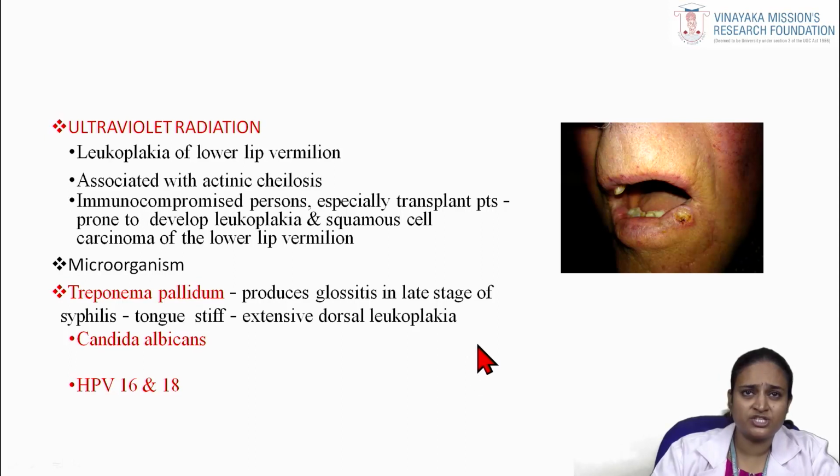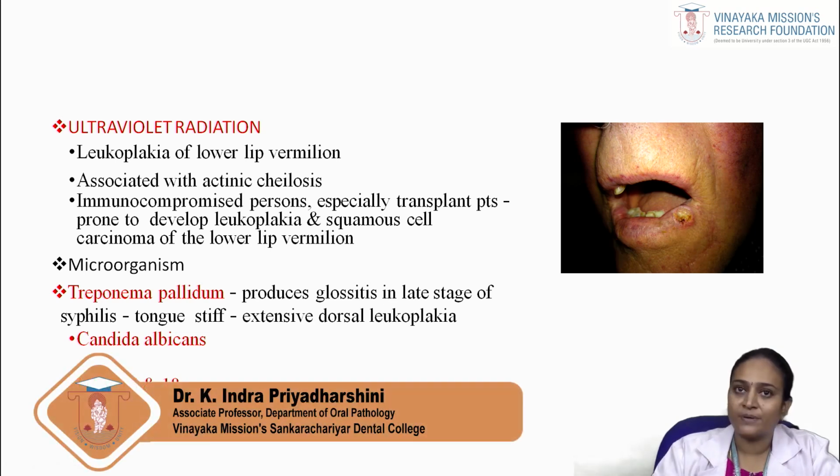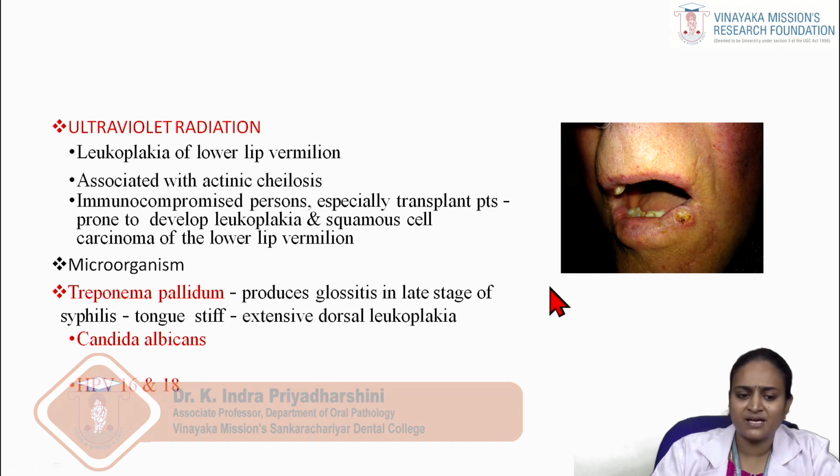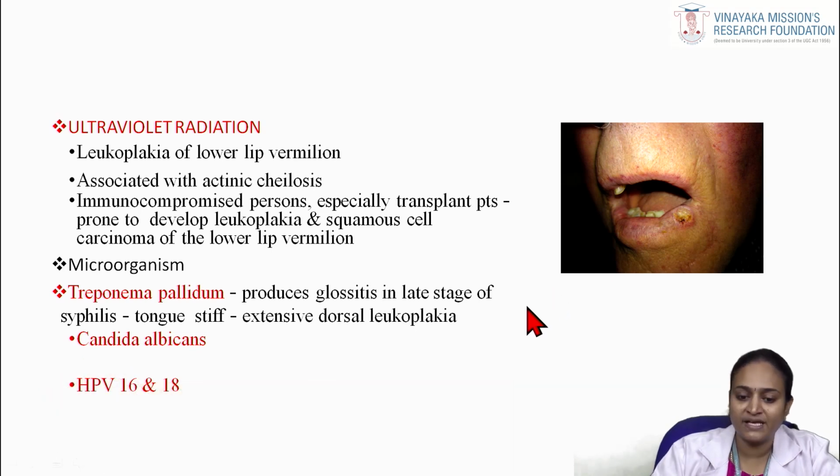Coming to the other etiology of leukoplakia, that is UV radiation, ultraviolet radiation. The leukoplakia is mainly seen in the lower lip vermilion border and is also associated with actinic cheilosis. Actinic cheilosis is nothing but ulcers seen only on the outer surface of the lip. This is called actinic cheilosis. It is seen in immunocompromised persons, especially transplant patients, who are prone to develop leukoplakia or squamous cell carcinoma of the lower lip vermilion.